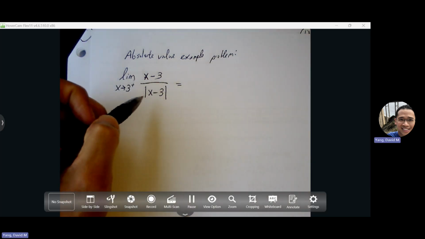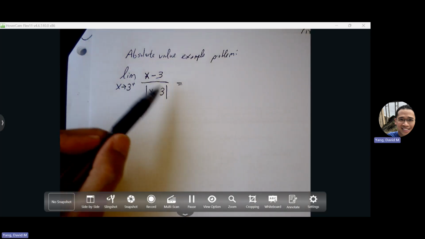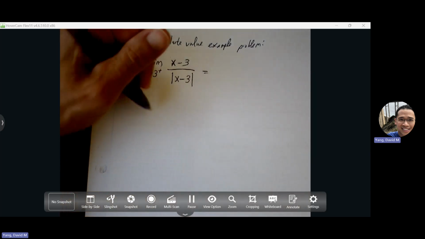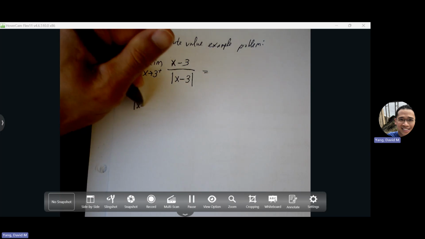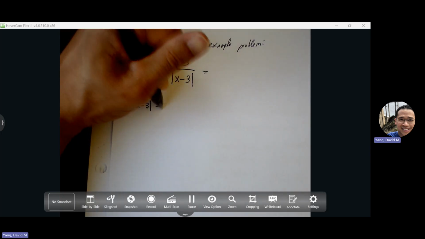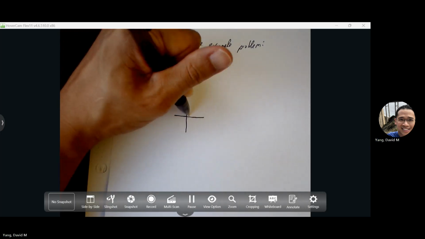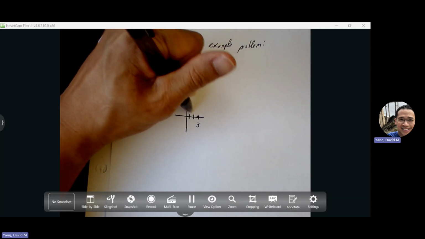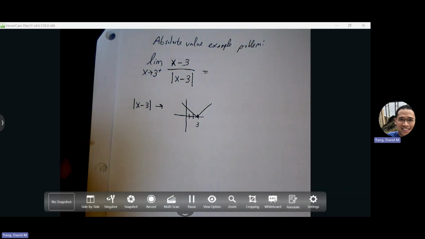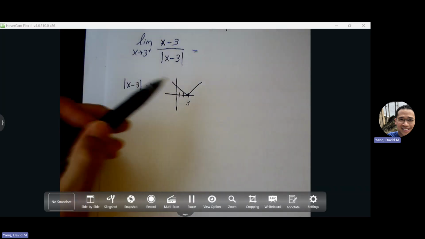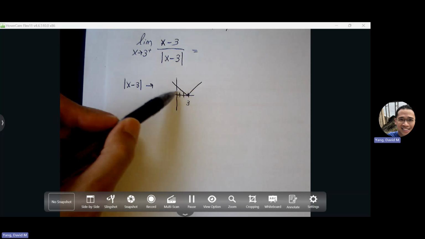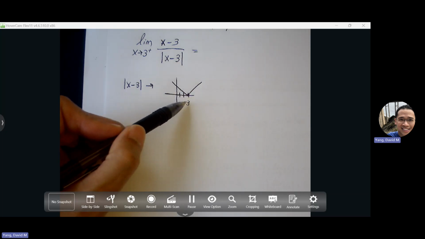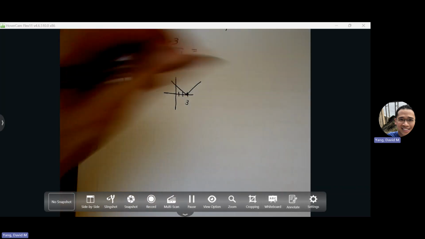Okay, so the reason why this looks confusing is because we don't know what to do with that absolute value of x minus 3. If we just think to the side here, the graph of absolute value of x minus 3 looks something like this. There's a vertex at (3, 0), and the graph is V-shaped. So think of an absolute value function as two different linear functions that just happen to have a starting and end point at 3.